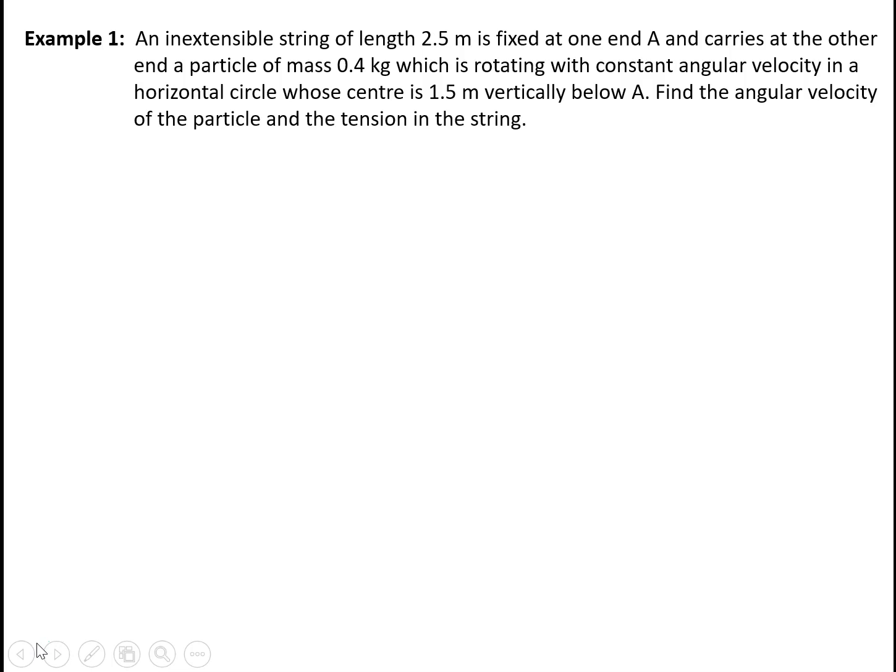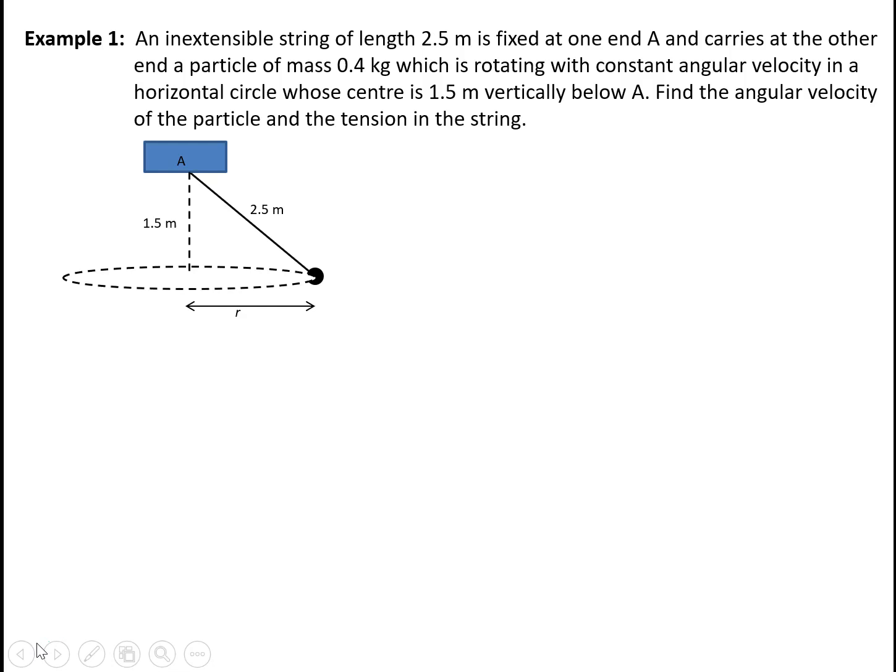The first thing we'll do is try and draw a diagram showing the situation, and here you can see that we've got our fixed point A, and the particle is going in a circle around a point which is 1.5 meters below A, and it's held in that circle by a string of length 2.5 meters. We will certainly need to know what the radius of the circle is, and we'll also need the angle that the string is making with the vertical.